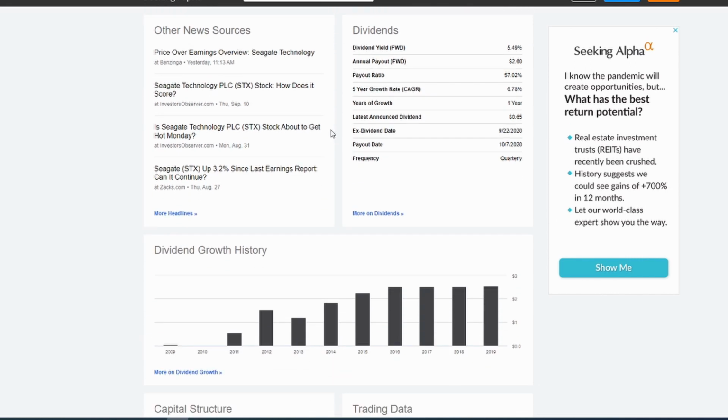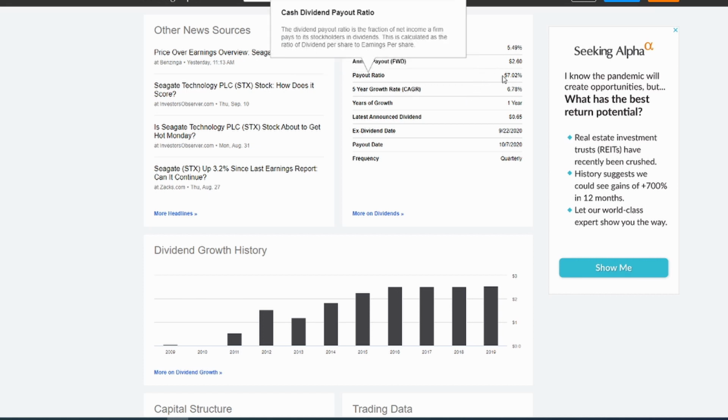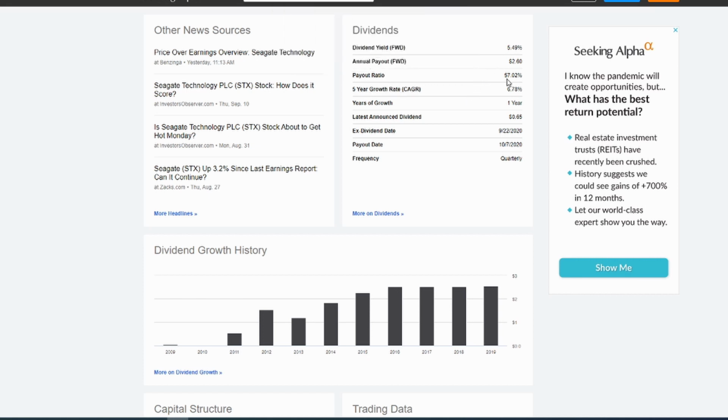And then lastly, let's take a look at their dividends. Their dividend yield is almost 5.5%. That's pretty high for a typical stock. And yet their payout ratio is 57%, so this isn't too high, which is what we want. They're not in danger of overextending themselves, paying out too much of their money as dividend. So this dividend should be relatively sustainable.